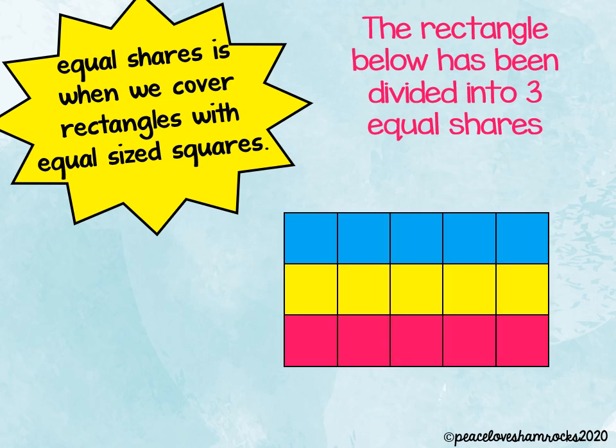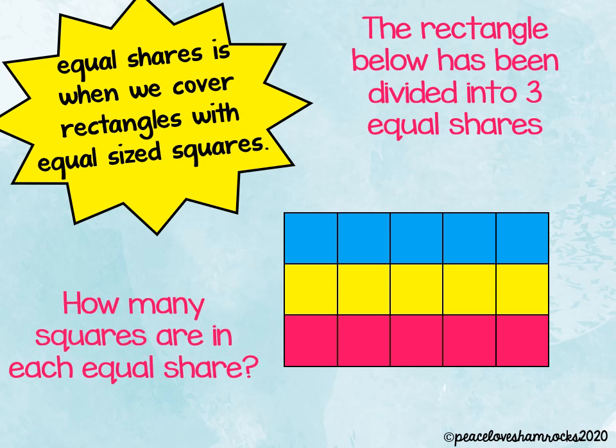So take a look at this rectangle. It's been divided into 3 equal shares, or 3 equal parts. So how many squares are in each share? Let's say that you and 2 of your friends, so the 3 of you, are going to share this rectangle. How many pieces would each of you get?